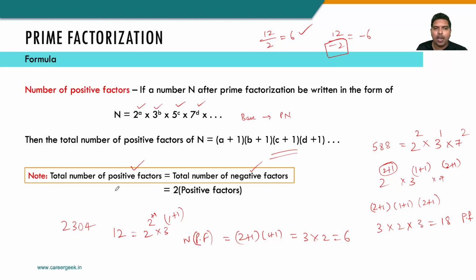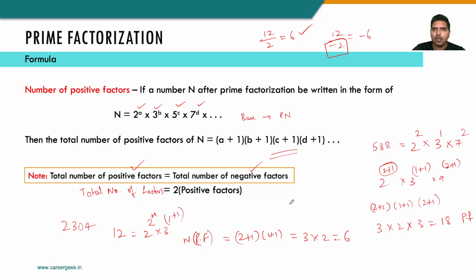So if they ask just to find the total number of factors, you find the positive factors and multiply by 2. Okay. We'll solve a few questions. Before that, we'll just revise prime factorization.